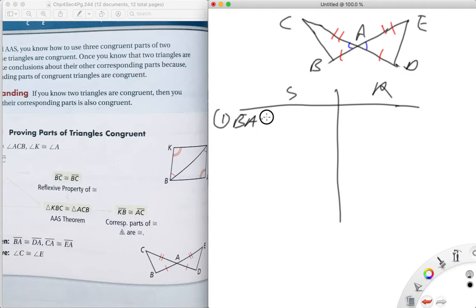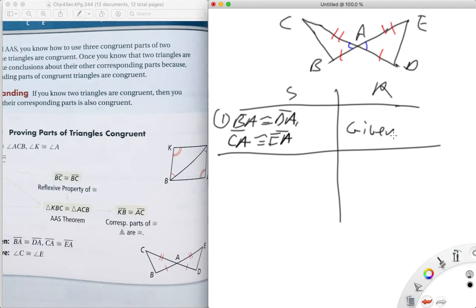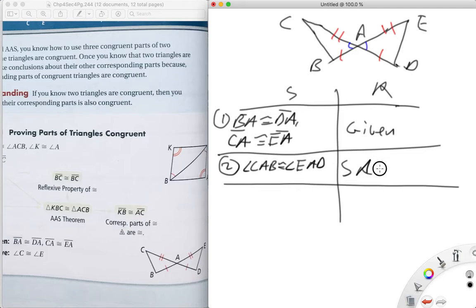BA is congruent to DA. CA is congruent to EA. That's given to me. I can also say that angle CAB is congruent to angle EAD because of vertical angles.